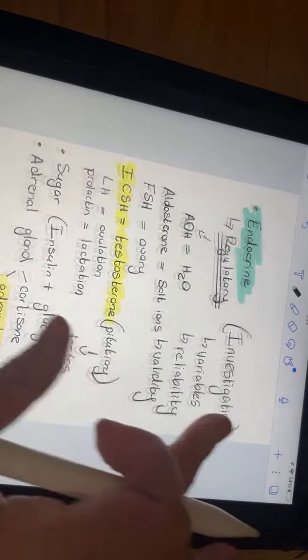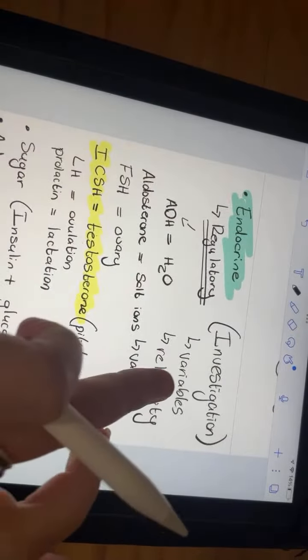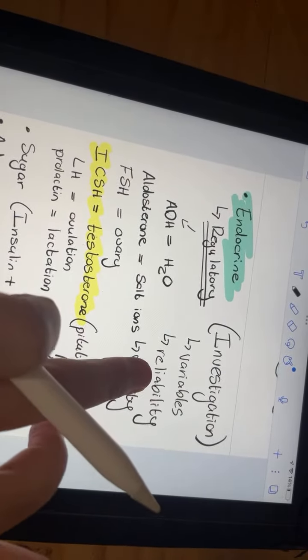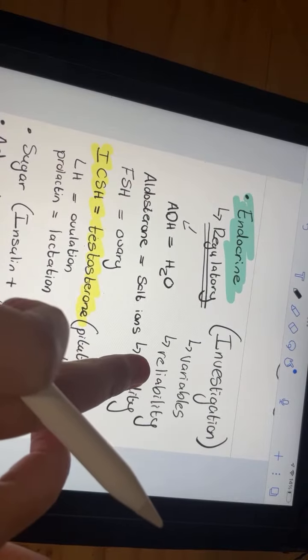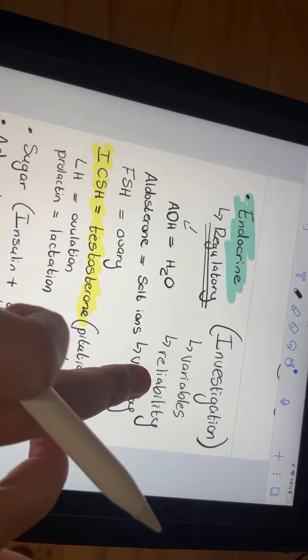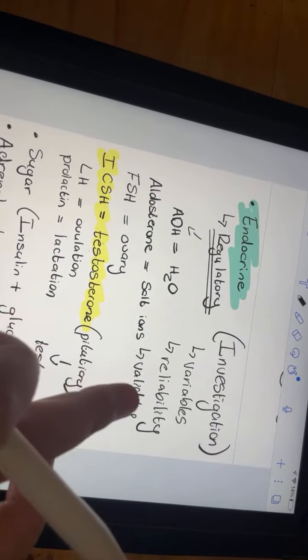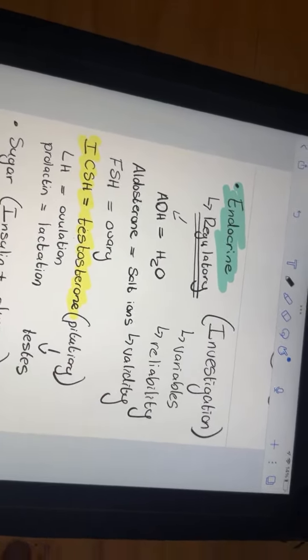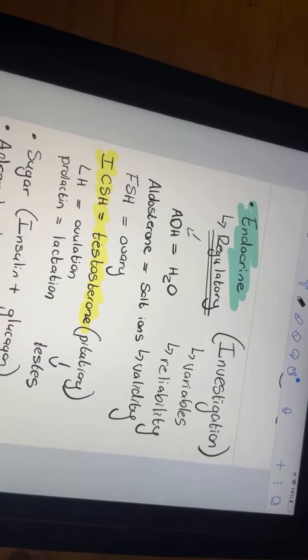Okay, hopefully you remember those things. So what is the independent and dependent variable? How to make this more reliable? You repeat, you increase sample size, you calculate an average. And then validity is same time, same place, same. You've got to keep it all the same.